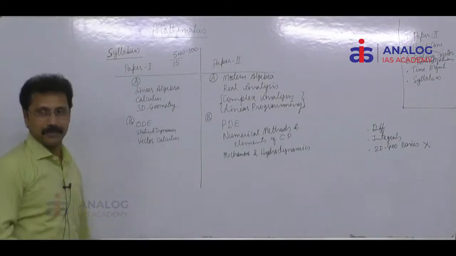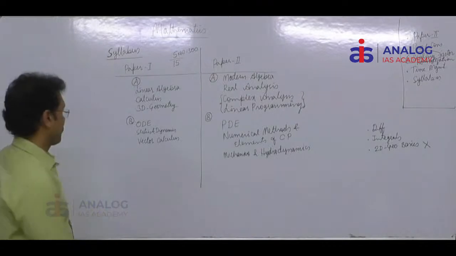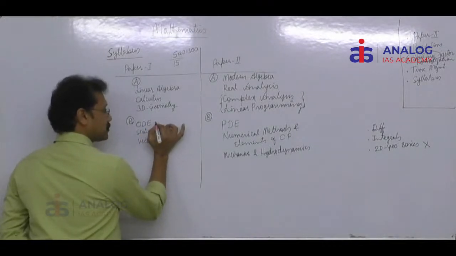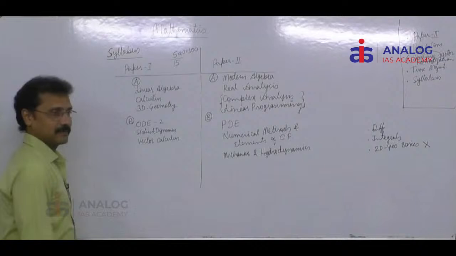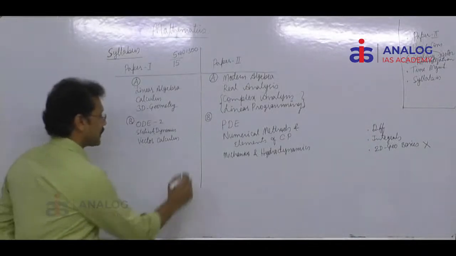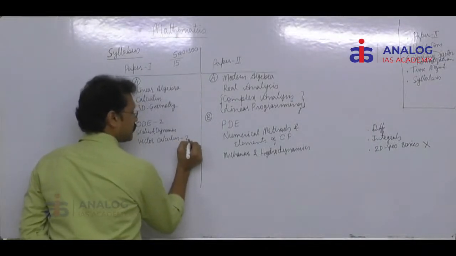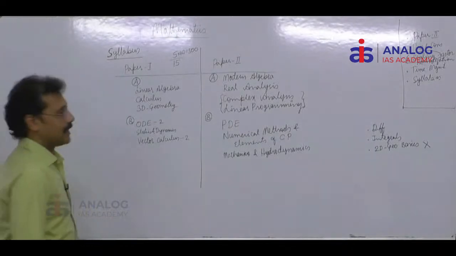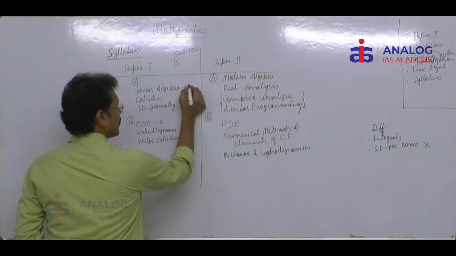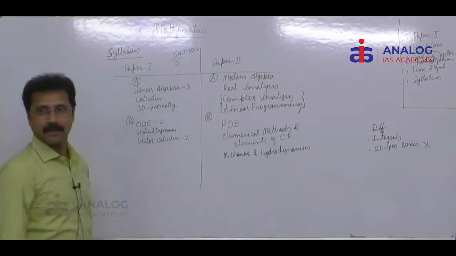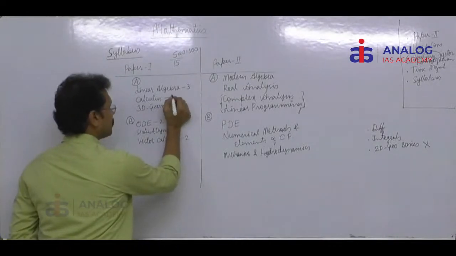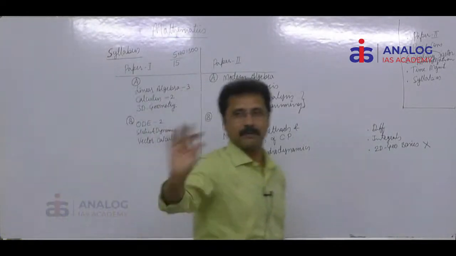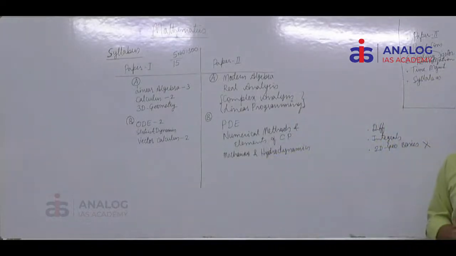Now look at this one. What we used to do at that time: in ODE, we used to get 2 questions. Vector calculus, we used to get 2 questions. Linear algebra, we used to get 3 questions. Calculus, we used to get 2 questions. Like this, some other syllabus. Now you tell me what I will do.